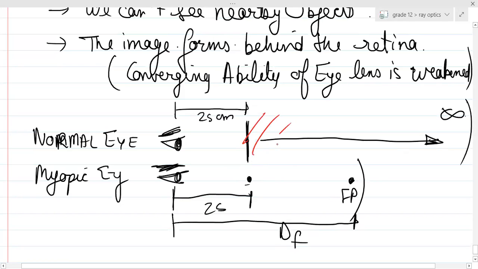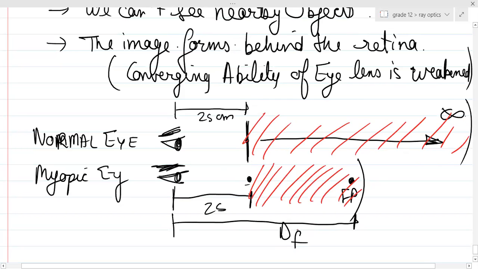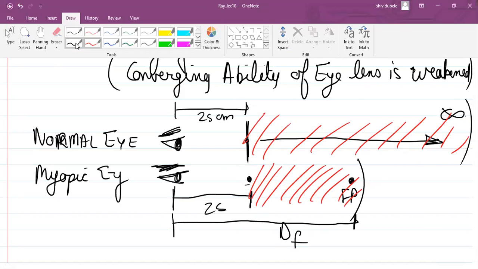The range is only from where to where? I'll just shade it. This is the range in the case of a normal eye. This is the range in the case of a myopic eye. Do you understand, guys? A little bit.